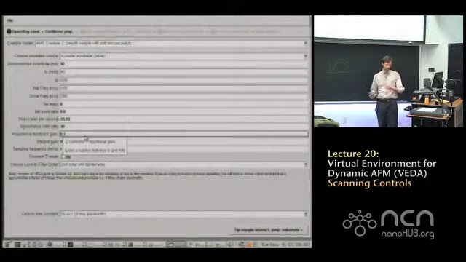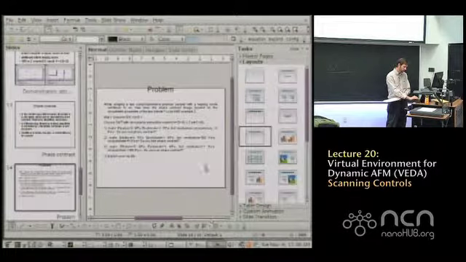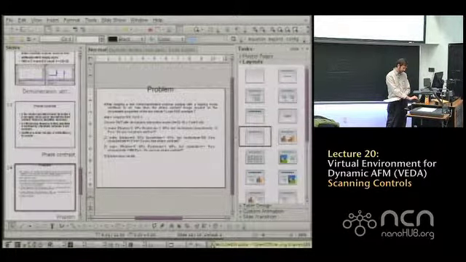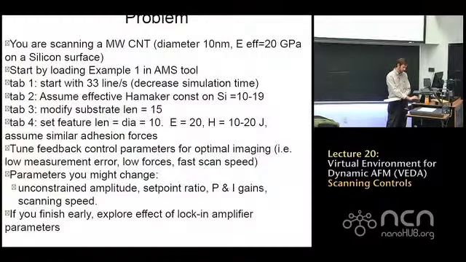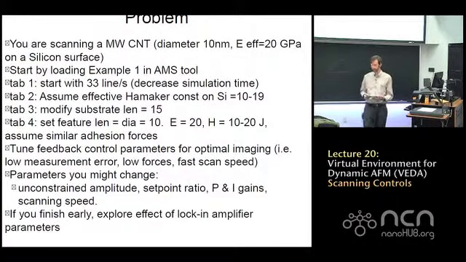I guess we've got a couple minutes left in class, so there is one final problem on here, which is put it all together. So this combines everything, multi-wall carbon nanotube with a diameter and a modulus. So start by loading example 1, changing a few things as mentioned, and then this is very open-ended. I just say tune feedback control parameters for optimal imaging. But I'm going to leave it up to you to decide what is optimal.